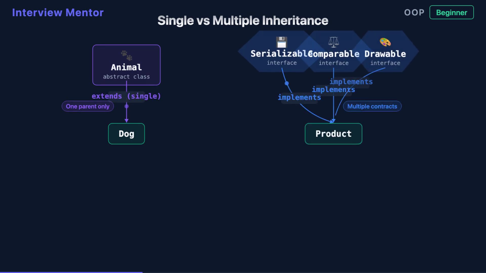Second, inheritance. A class can implement multiple interfaces, giving you flexible, plug-and-play behavior. This is multiple inheritance of contracts. But a class can only extend one abstract class. That's single inheritance. This constraint exists because abstract classes can have state and implementations, which creates ambiguity if you could inherit from multiple ones. Interfaces avoid this problem by staying lightweight.